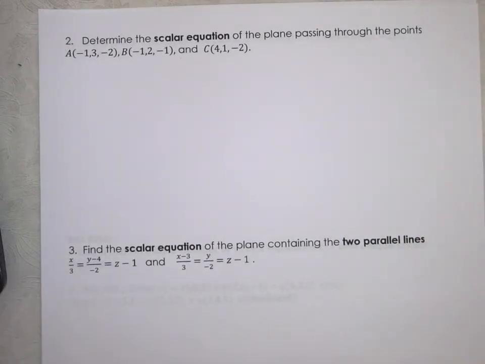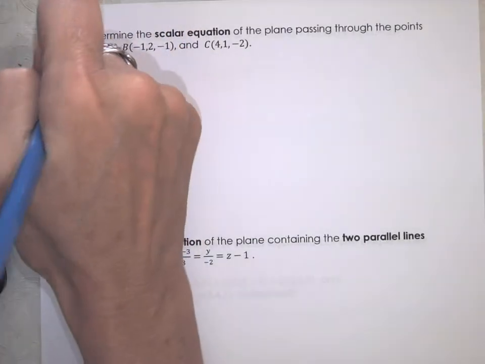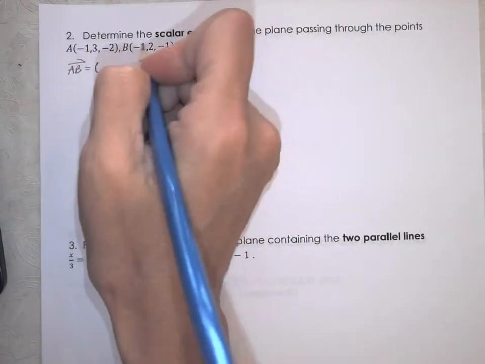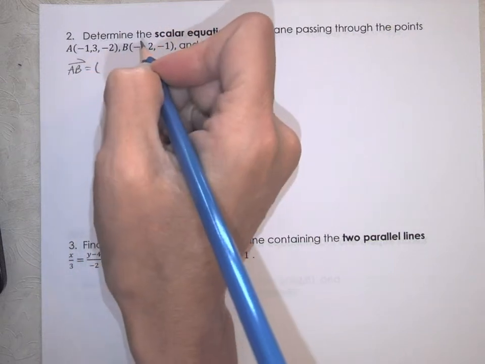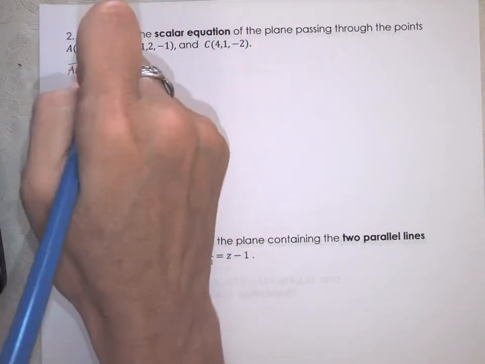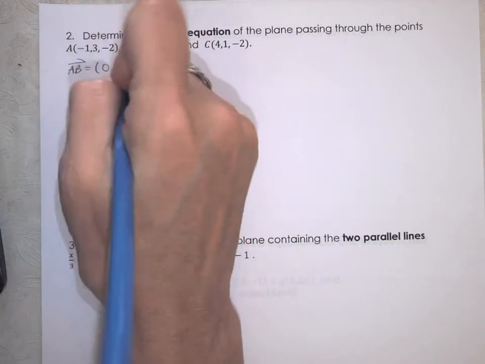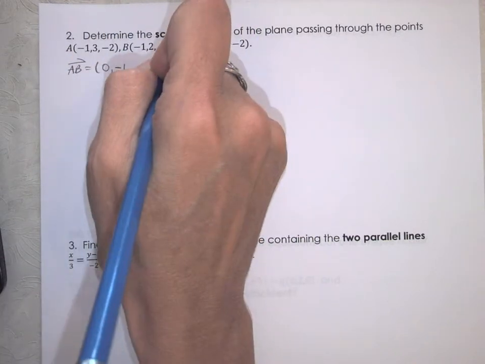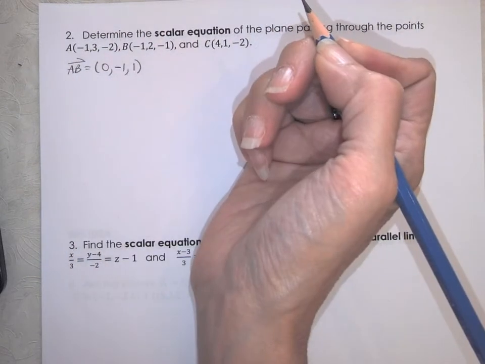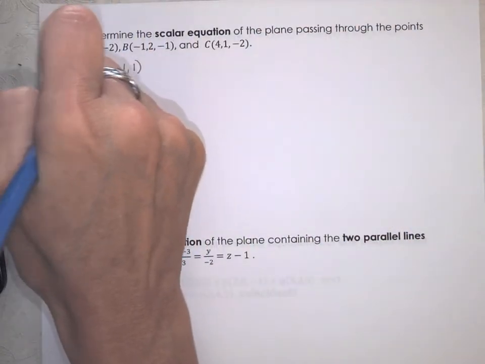So from those 3 points, we can make 2 direction vectors. First I'm going to make the vector AB and use that or a scalar multiple of it as my first direction vector. So negative 1, take away negative 1 is 0. 2 minus 3 is negative 1. Negative 1 minus negative 2 is positive 1. So I'll let that be my M1.